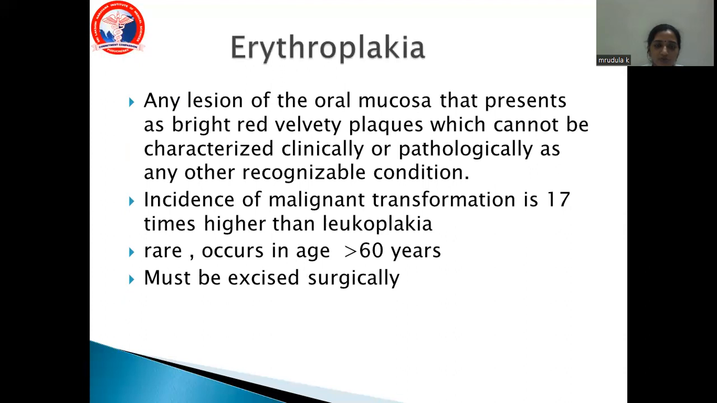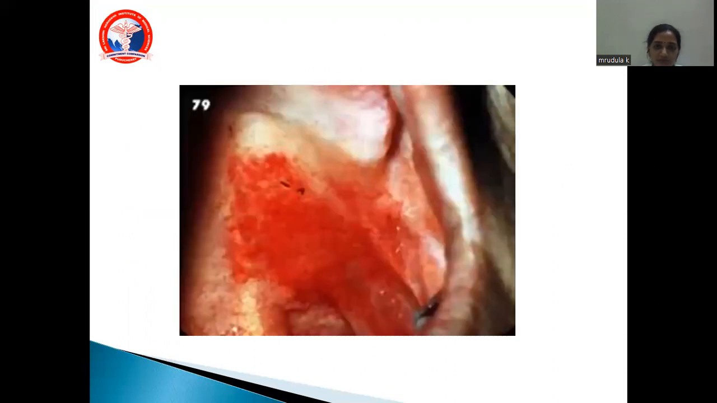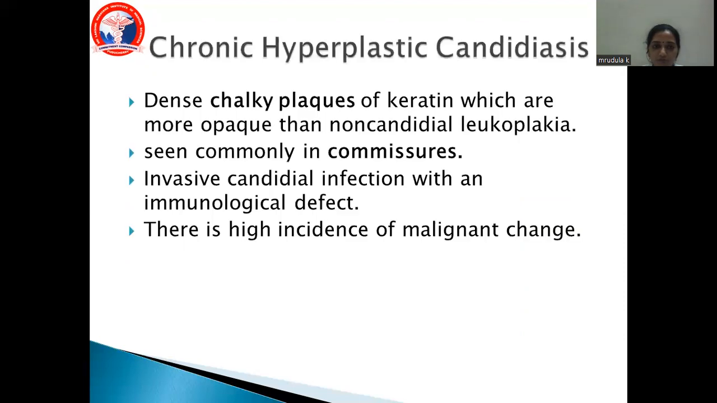Erythroplakia is a lesion of the oral mucosa that presents as bright red velvety plaques which cannot be characterized clinically or pathologically as any other recognizable condition. The incidence of malignant transformation is 17 times higher than leukoplakia, and it occurs mostly around the age of 60 years, and it must be excised surgically. So this is a red patch you can see. Next is chronic hyperplastic candidiasis.